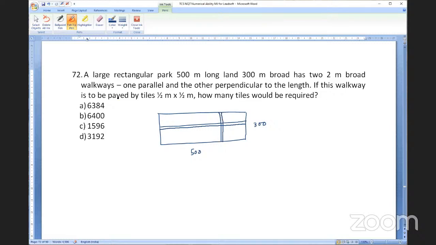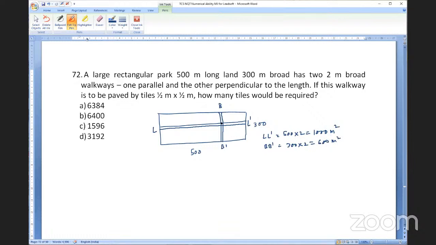If this walkway is to be paved by tiles, half meter into half meter, how many tiles would be required? We need the area of this walkway. Suppose this is LL dash and this is BB dash. Area of the path LL dash would be length 500 and width of the path 2, that is 1000 meter square. And area of the pathway BB dash would be breadth 300 into its width 2, that is 600 meter square.